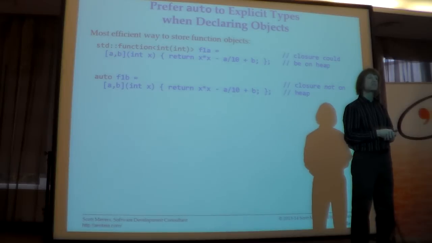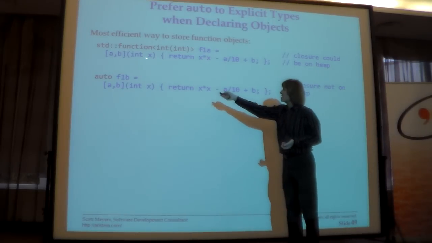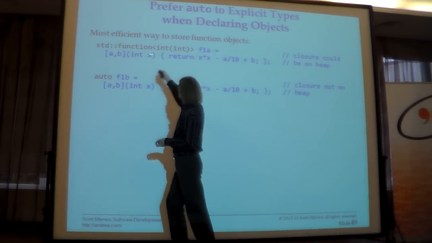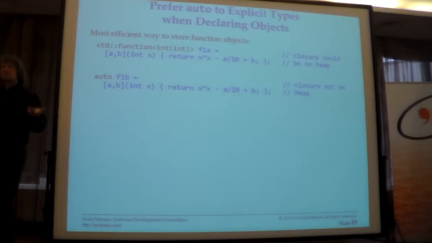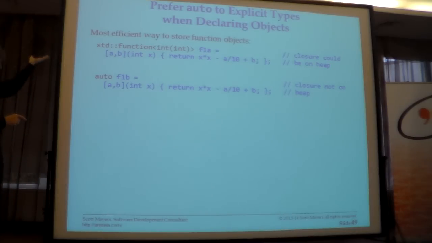And it is the only practical way, if you don't use auto, to store the results of lambdas. So here's a lambda, it takes an integer and it returns this value here. I can store it as a standard function object. Standard function, clearly a template. This says f1a, this object here, can store anything that can be called with an int and it returns an int. Which could be a function pointer, but it could also be, for example, a lambda, as we've got here, or some other custom function type.